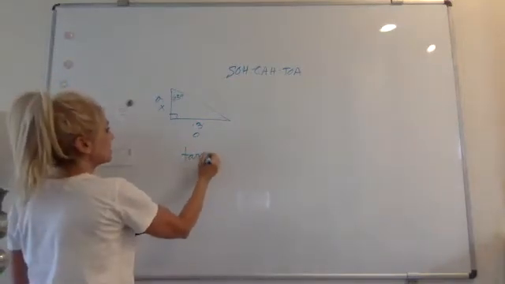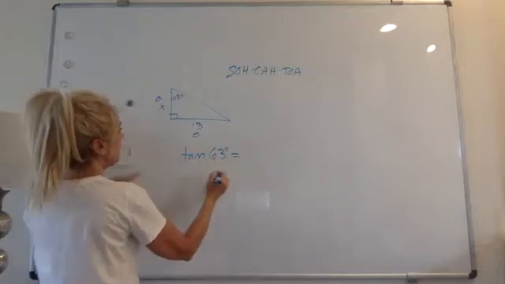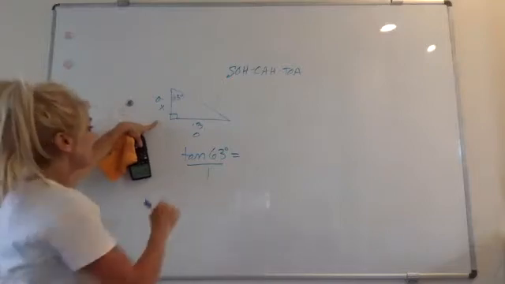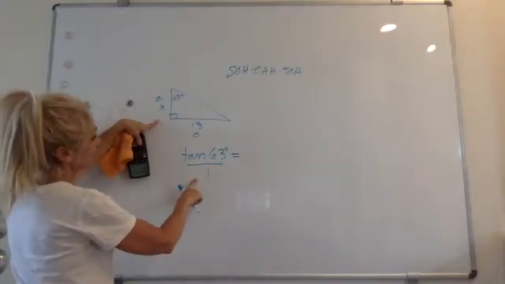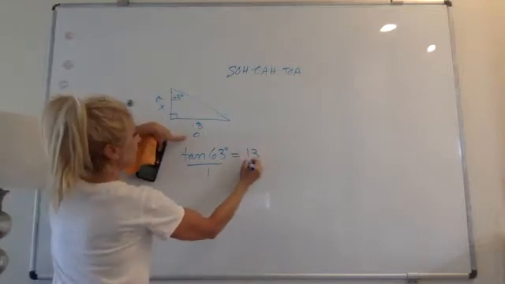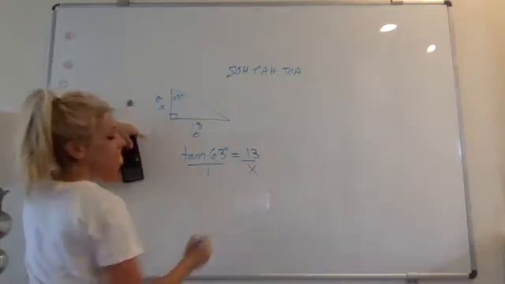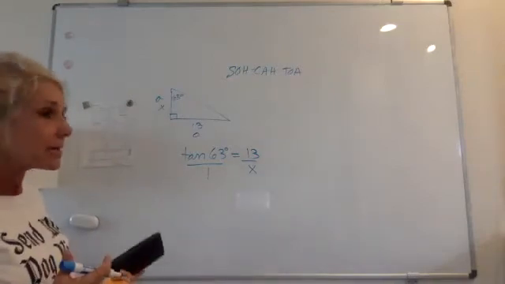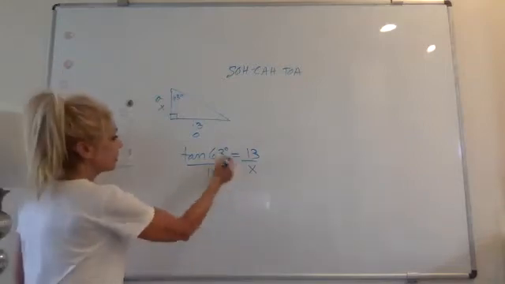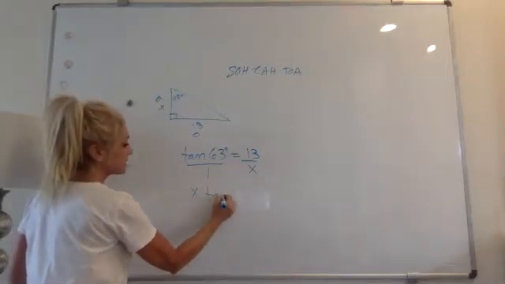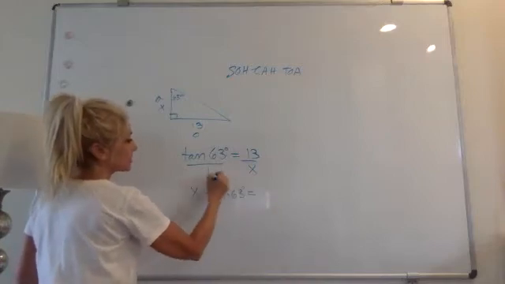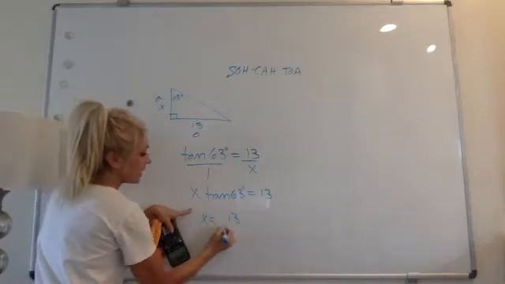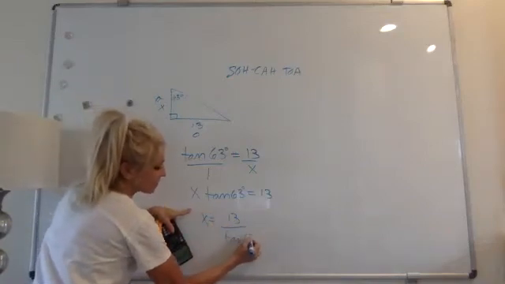So the tangent, if you want to put it over 1 to set it up as cross multiplying, you definitely can. But the tangent of 63 is going to be my opposite, which is 13, over my adjacent, which is x. So this one's a little trickier because the x is on the bottom, but not really. If you followed through with cross multiplying, you would end up with x times tan 63 equals 1 times 13. And then to solve for the x, you'd have to divide that tan 63 to the bottom.